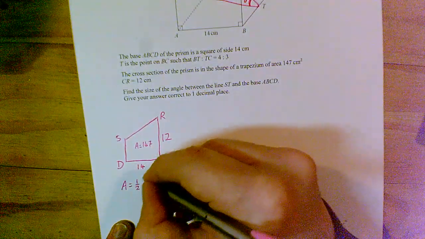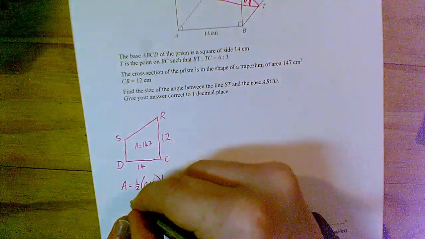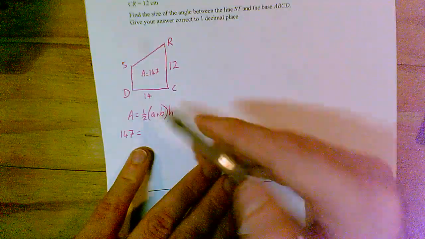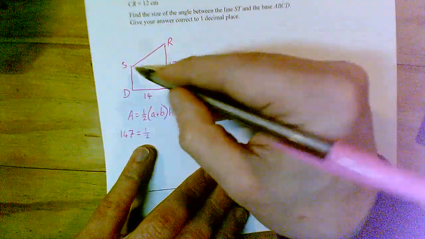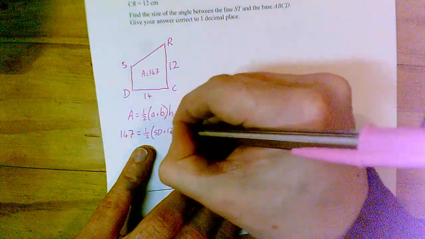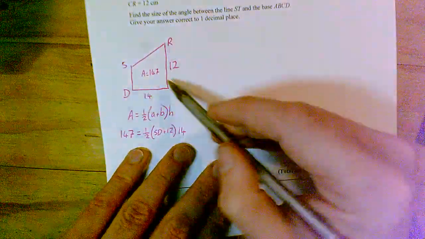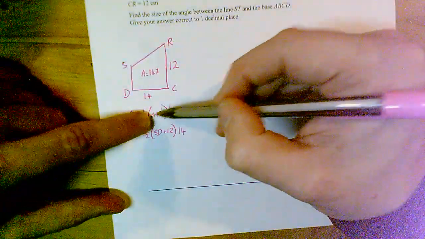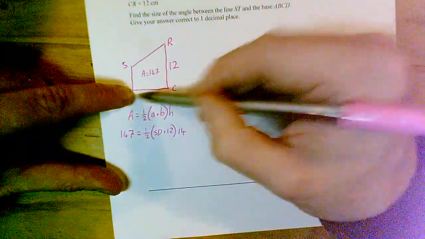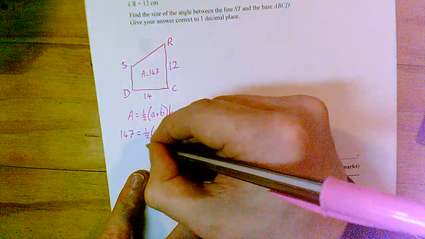Area is equal to half times A plus B, times H. A plus B are the two parallel sides. So the area is 147, and that's going to be half times A plus B, so that's 12 plus SD, multiplied by the height. The height is 14. Lots of people got confused about what the base and what the height is. The A plus B are always the two parallel sides. The height, in this case, you might think of it as a width, is the other length, not the parallel sides. So half of 14 is 7.